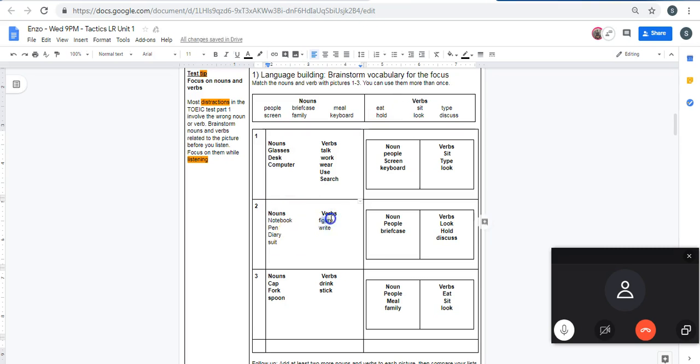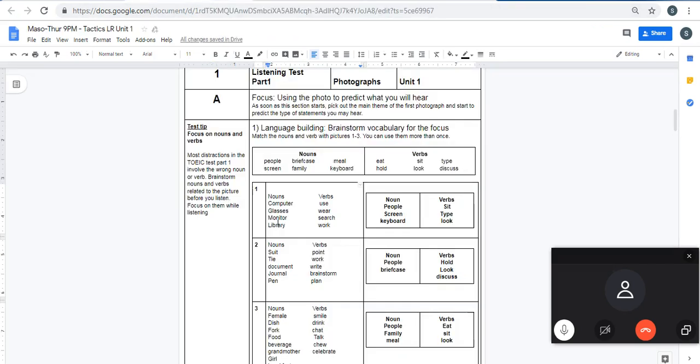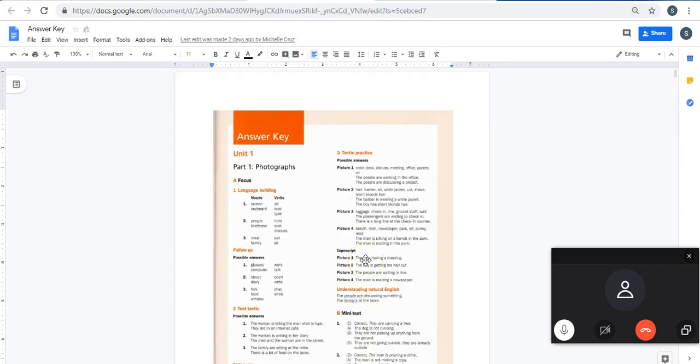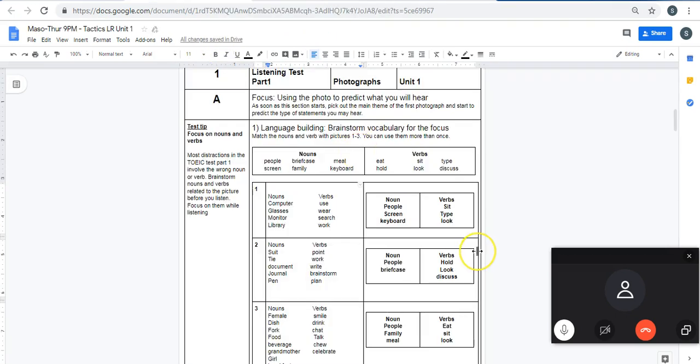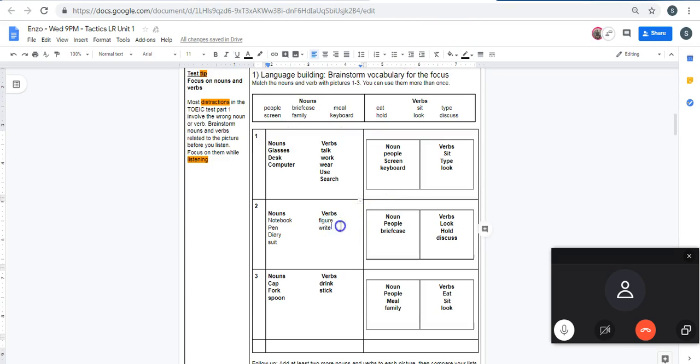Alright, so for the verbs, you said figure. Why do you say it's figure? Figure out, because the man is pointing on the notebook or diary, right? Okay. But there, you mentioned a verb. The man is pointing something. Oh, he's pointing. Yeah, point. So we could add that. So it's not figure out. And then write, yeah, the woman is writing.